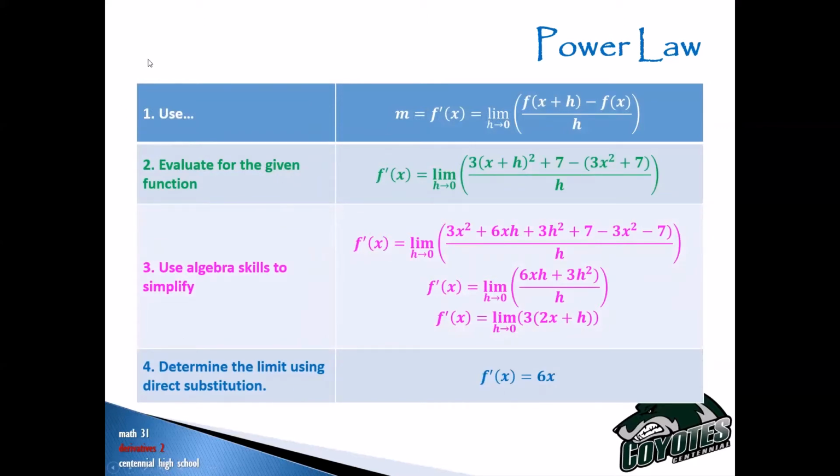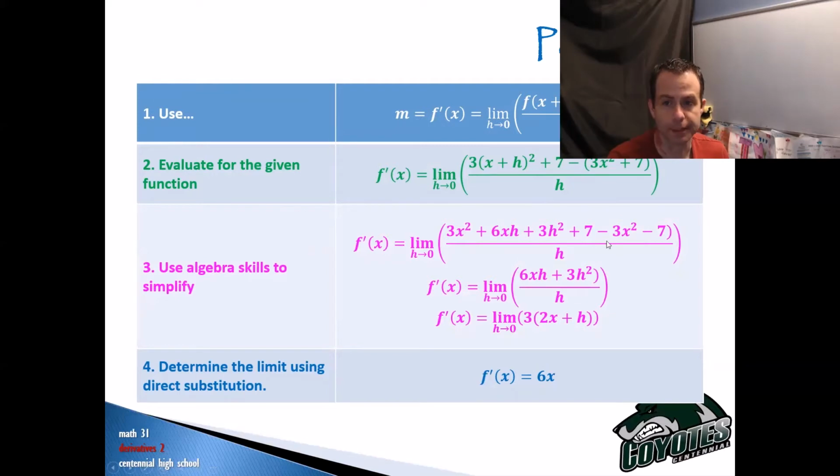When I throw the 3 into everything, I'd be down to this pink section now, and now we're going to use algebraic skills to simplify. Again, the reason we're simplifying right now is because I can't plug h as 0 into the equation directly because of that h on the bottom. So I go ahead and simplify. My 3x squares are gone. My 7s are gone. That allows me to factor out an h. When I factor out an h, I end up with 3 times 2x plus h. I can now plug h in as 0. So I'm going to do that, and I get out 6x. So my derivative equation is 6x.